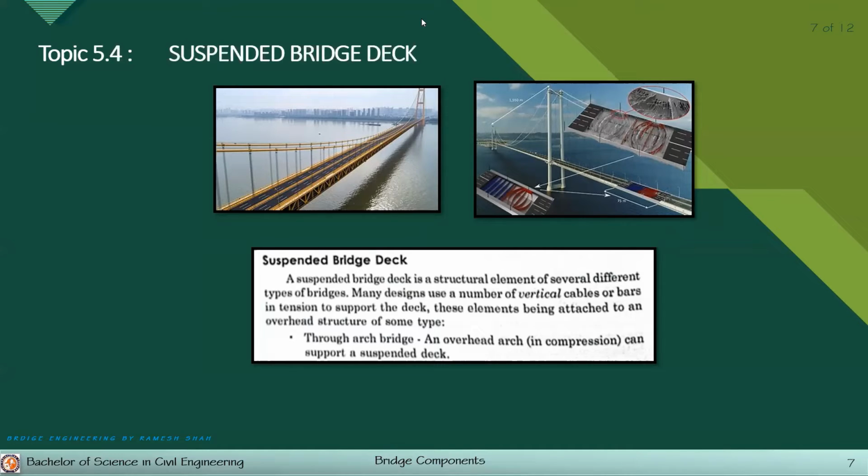So the deck can be stiffened by a truss or by a girder element. So ang purpose of the stiffening element is to ensure na ang ating aerodynamic stability, and to limit the local angle change in the deck. So yung suspension bridges natin are used for spans of 300 to 2,300 meters. So yun.